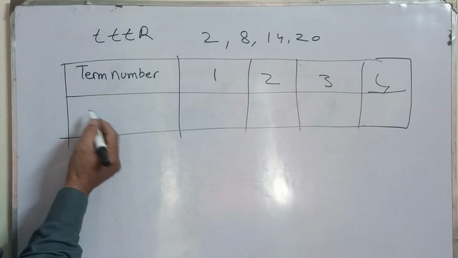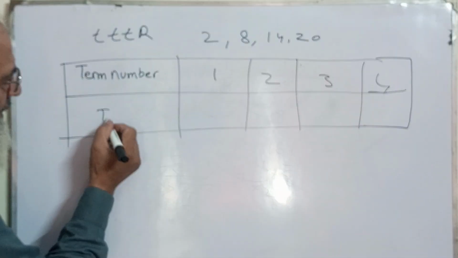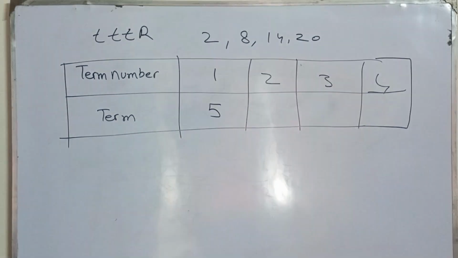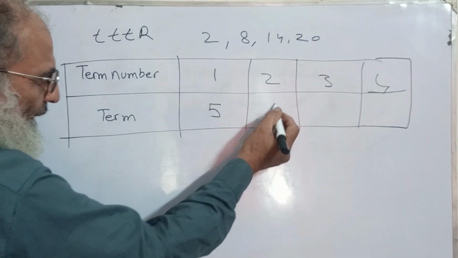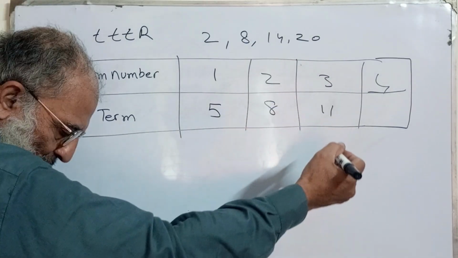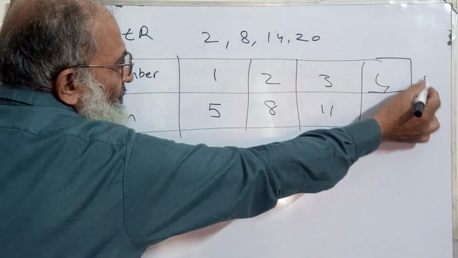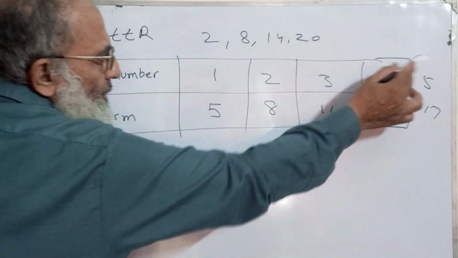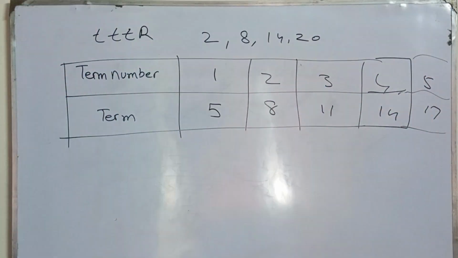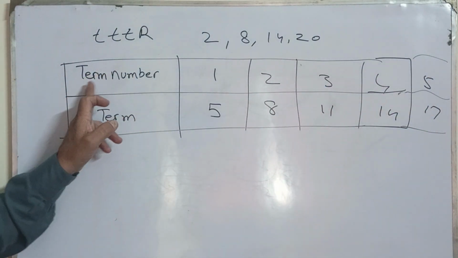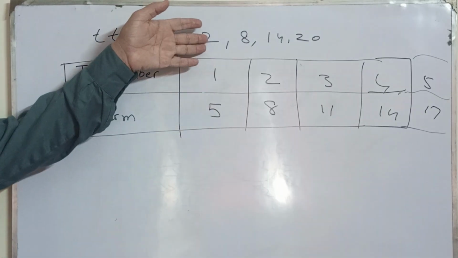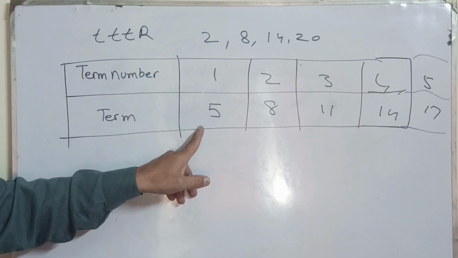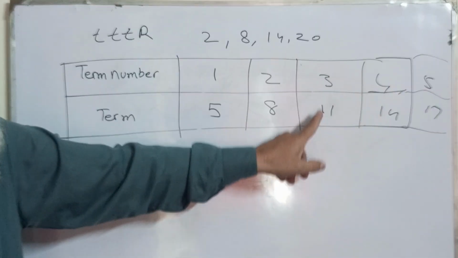So our first number, term. Now this is another example. Our first number is 5. Second number is 8. Third number is 11, and maybe 14. And fifth number is 17. Okay, include it in the table. Now you see that term number is 1. In our previous example, the first number was 2. Now in this example, the first number is 5, second number is 8, third number is 11.